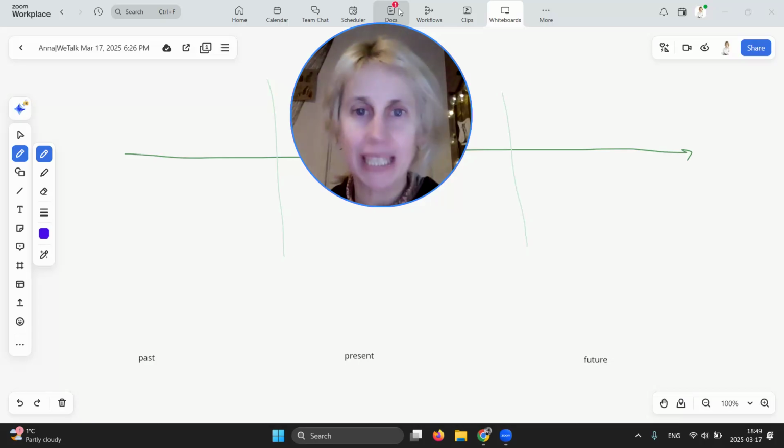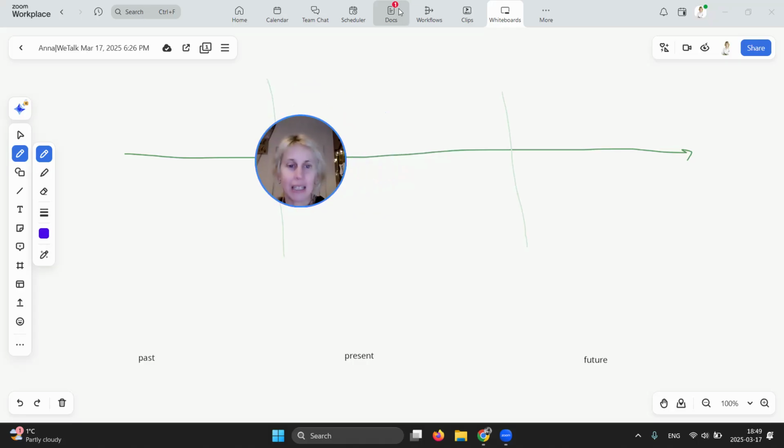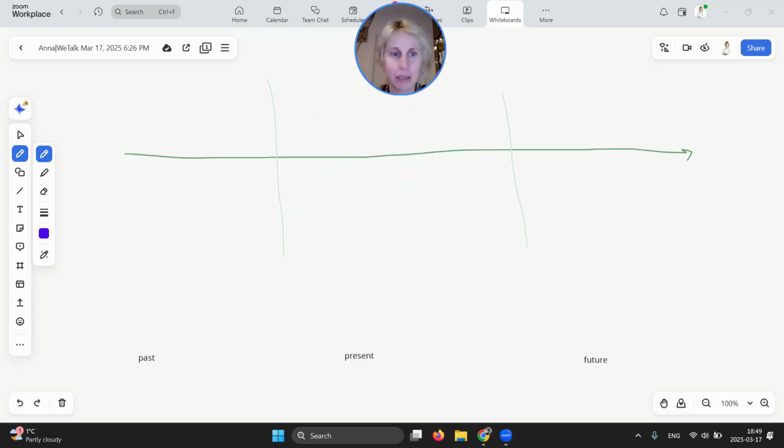Hi, 7 basic English grammar forms today for you. I made this timeline here and 3 zones. The first one, past, the second one, present, and the third one, future.